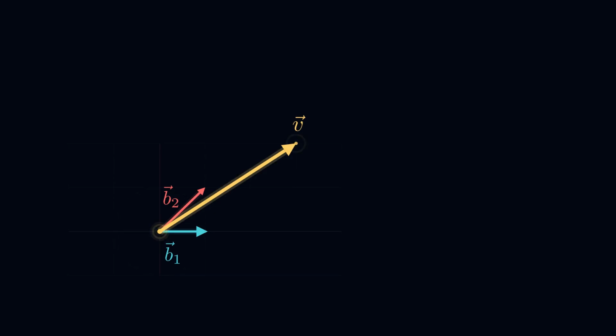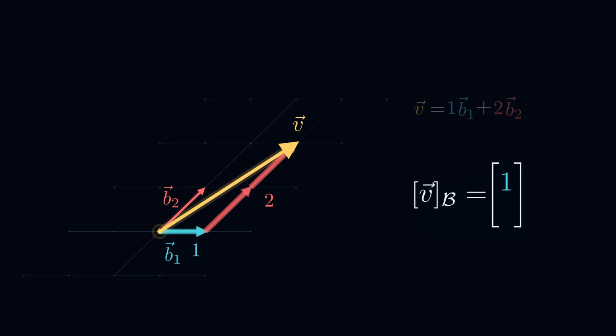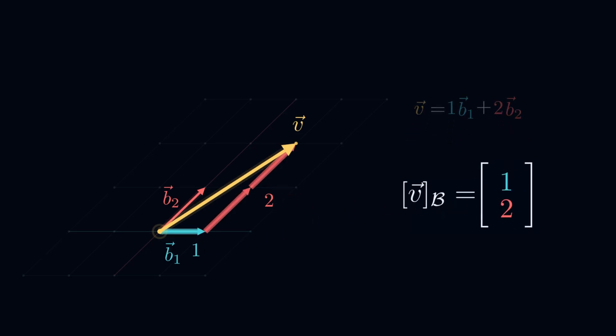Keep the vector v fixed. Now choose b1 and b2 instead. The grid tilts into a different measuring language, but the vector v does not move. One copy of b1 followed by 2 copies of b2 reaches the same endpoint. So the vector that was 3 over 2 in the standard basis is 1 over 2 in the new basis.